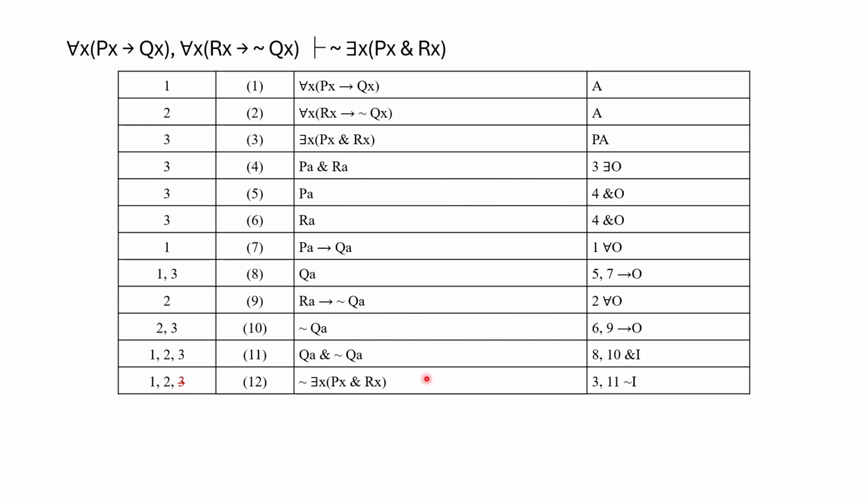And then based on my contradiction, I have a PA that depends upon it, so I can add a tilde to that PA statement up here. And then the key thing is to get rid of the assumption number associated with that PA.